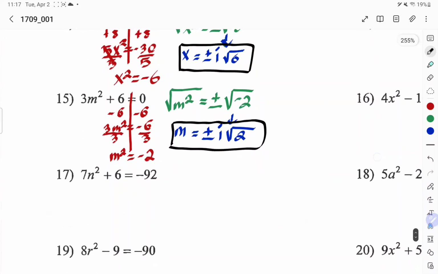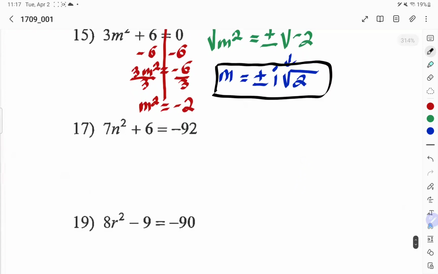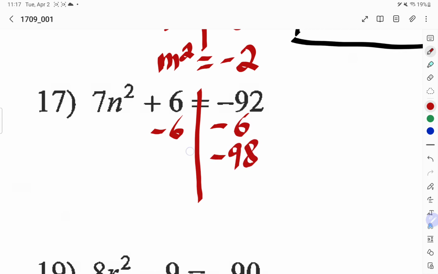Let's do one more. That way you guys know how to do the final ones. And then we're all good. So this is going to be the final one I'm going to show you guys. We move everything to the right. So minus 6. Minus 6. That's negative 98. It's equal to 7n squared.